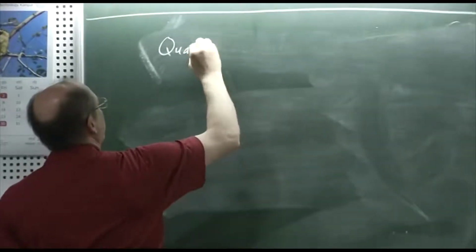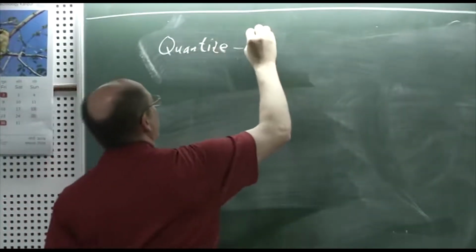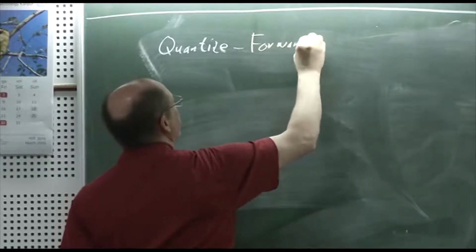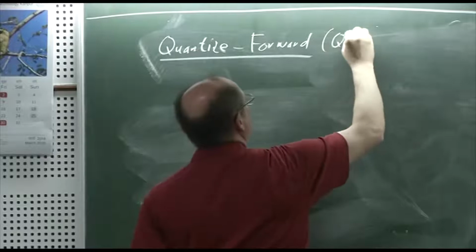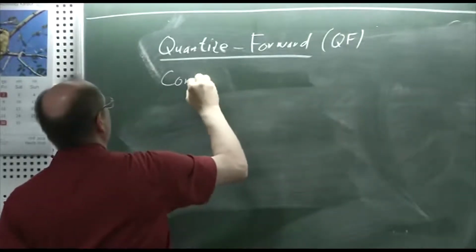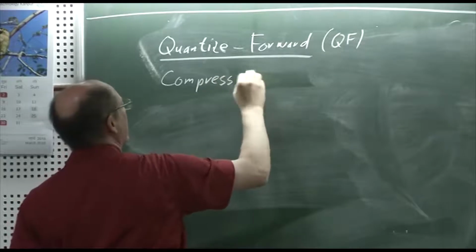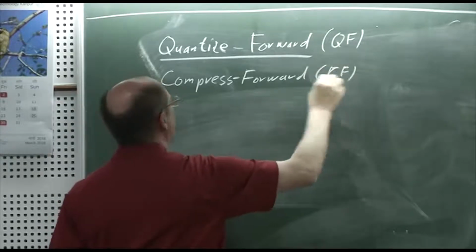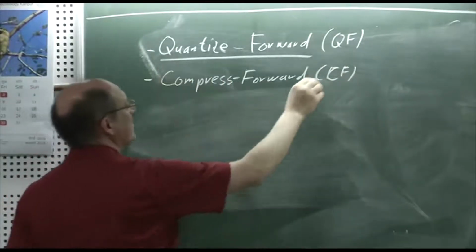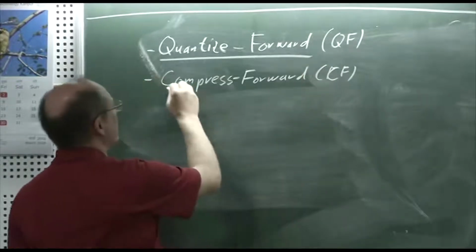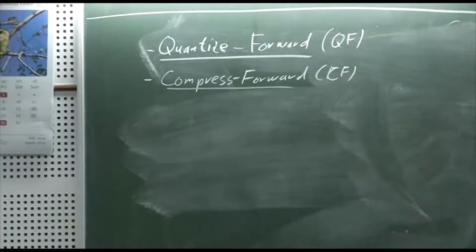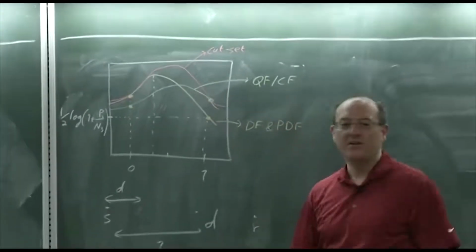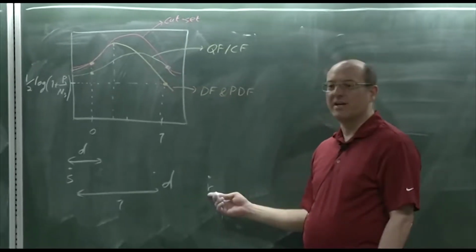Okay, so quantize forward. It's another coding strategy for relay channels, QF, or sometimes also called compress forward. I'll give you a little bit of a historical reason why both names appear, and there's no common terminology for this, although I kind of like Quantize Forward the most for what I'm about to show. So the idea here is that if the relay is far away, let's just say here, can it still help? You'd think, well, maybe not. I mean, it's so far away, what's it supposed to do?